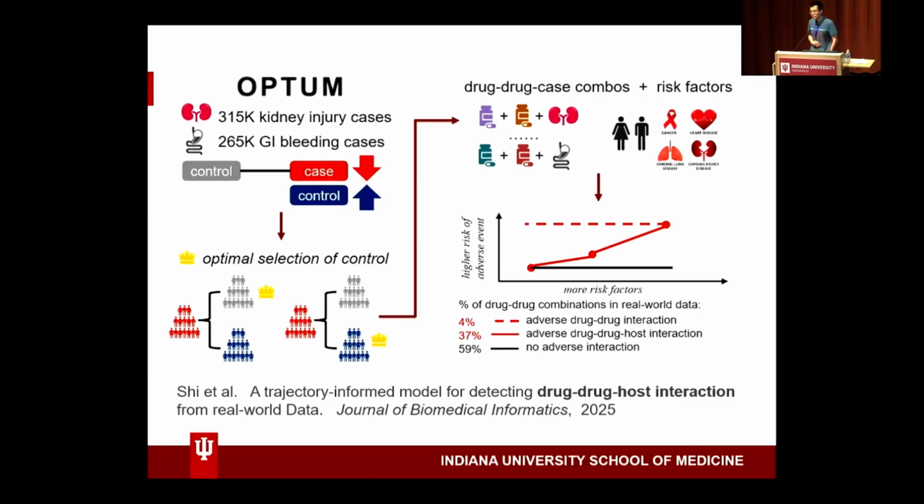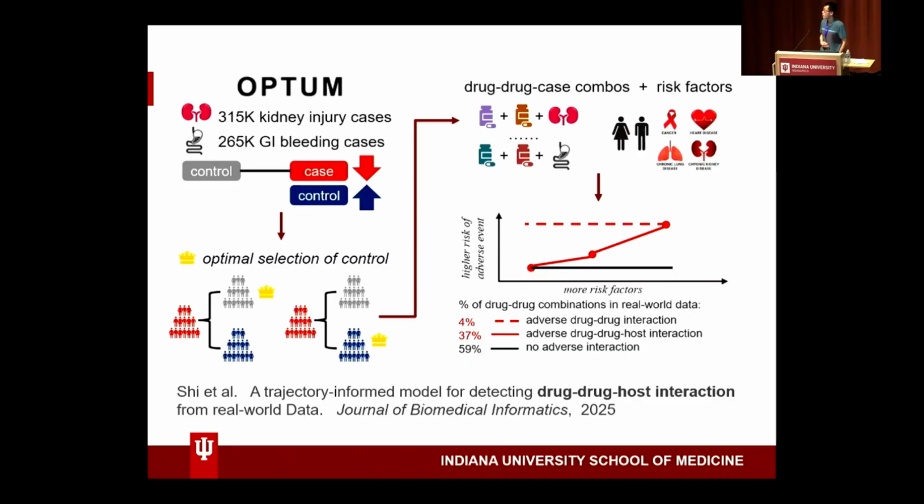So we use the patient characteristics and drug labels to develop a supervised machine learning model, trying to identify the optimal control selection methods for each adverse drug event case. And we've shown that the AUC can be improved by 10% under this optimal control selection. Then we developed a trajectory-informed model. We assume the drug combinations belong to 3 different classes. Most of the drug combinations are safe. Some of the drug combinations are toxic.